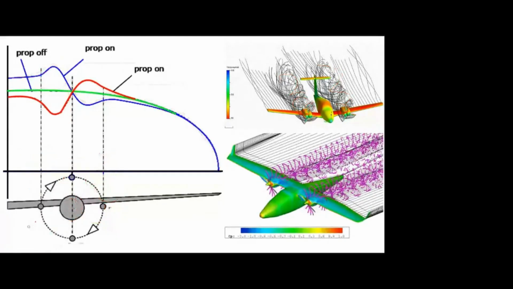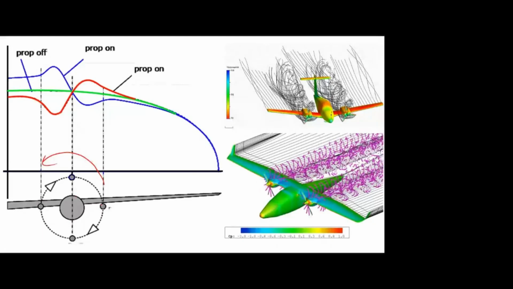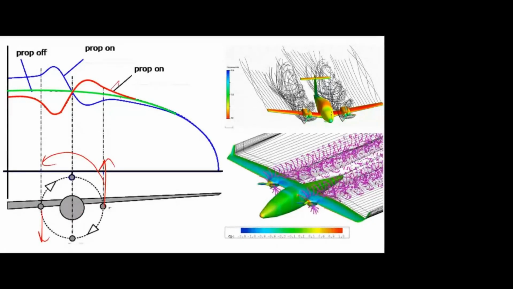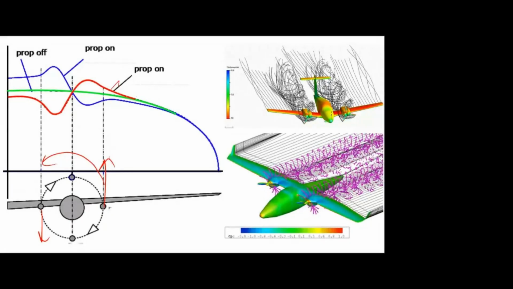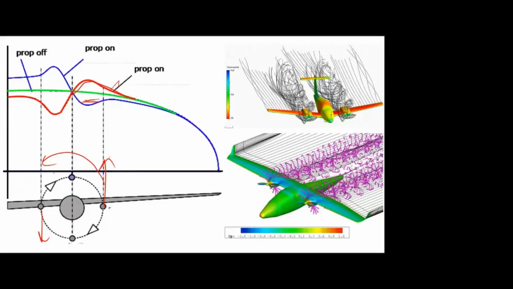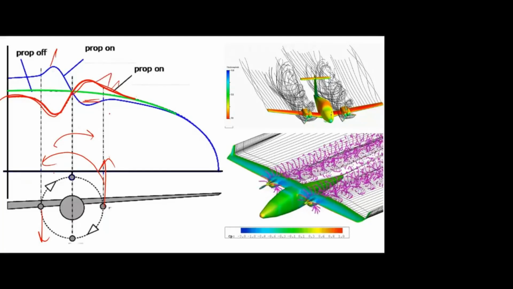Now if it is rotating in the opposite direction, anti-clockwise, now here upwash, here downwash, then you will get this red line. Because of the upwash, the lift is increased in this region, and here downwash, so the lift is decreased. So it depends upon the direction of rotation. For clockwise direction, blue color. For anti-clockwise direction, red color. If there is no propeller at all, then it will be the green color.